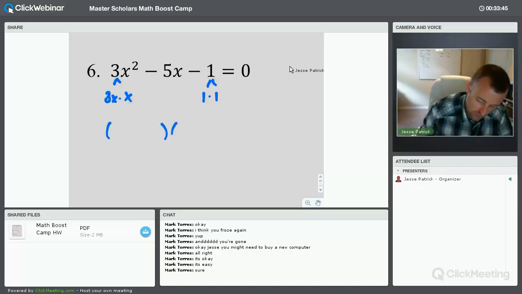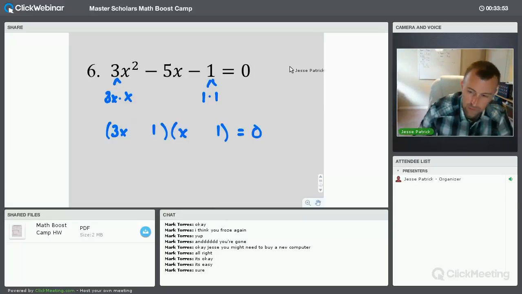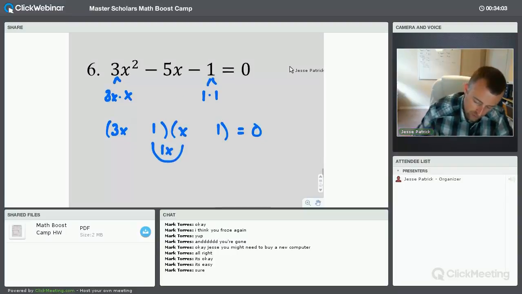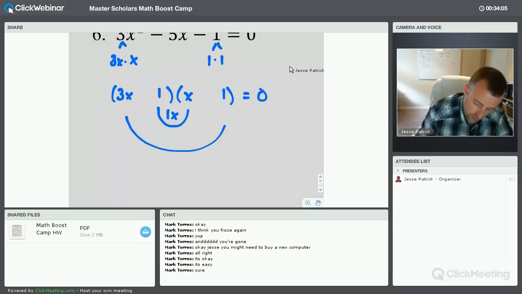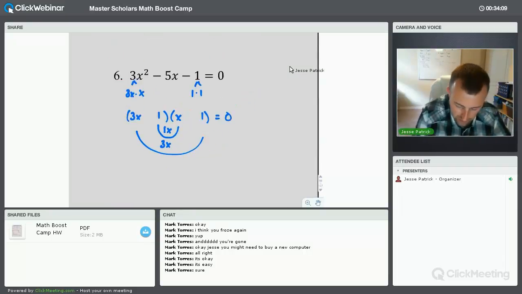So when you set up your two binomials, you're going to have 3x and x for your first terms, and 1 and 1 for your second terms, or your last terms. There's no other way of really doing it. We just need to worry about the sign. So if I'm looking at the sign on this one, I'm just going to go 1x for my inside term. I'm going to go 3x for my outside term. And I want to see, can I get -5? In this case, you cannot.